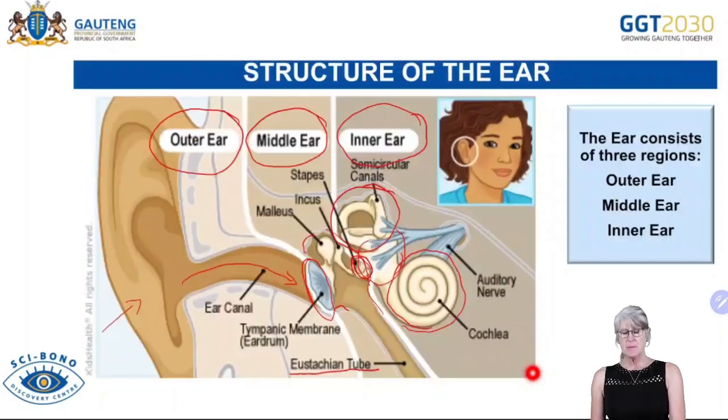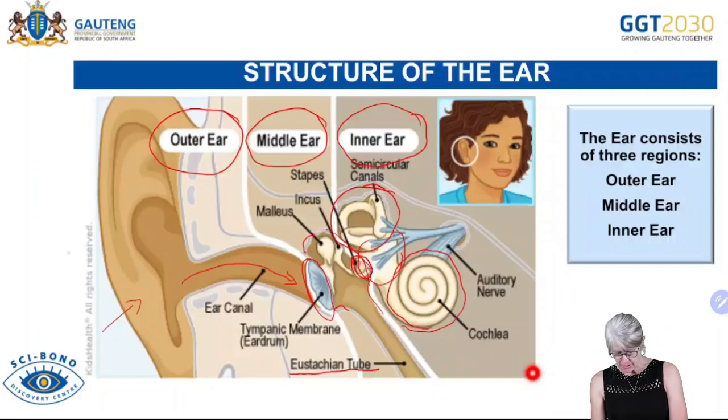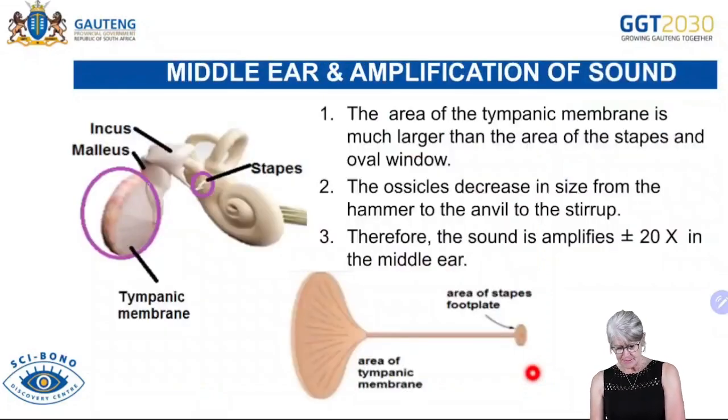So remember the function of the outer ear, the pinna, and the shape of our pinna is that it captures the sound waves and channels them into the canal that then causes the little tympanic membrane to start vibrating. Then from the middle ear, we have got the bones, and there you can see the tympanic membrane, so that's going to start vibrating as the sound waves enter the ear.